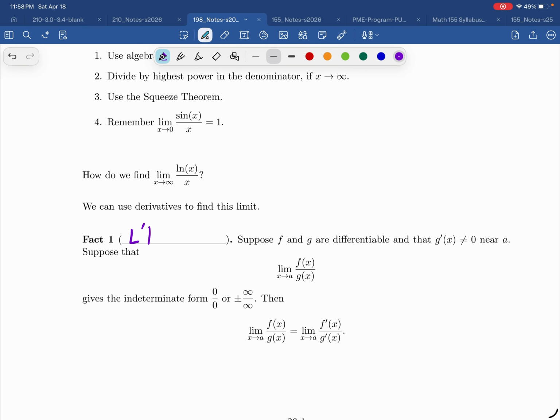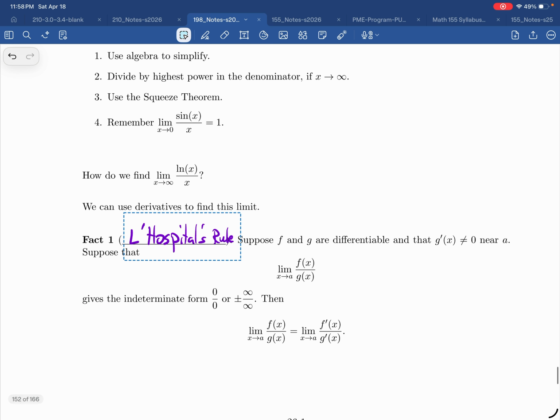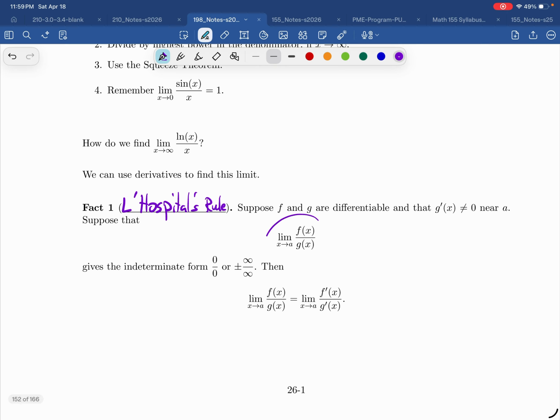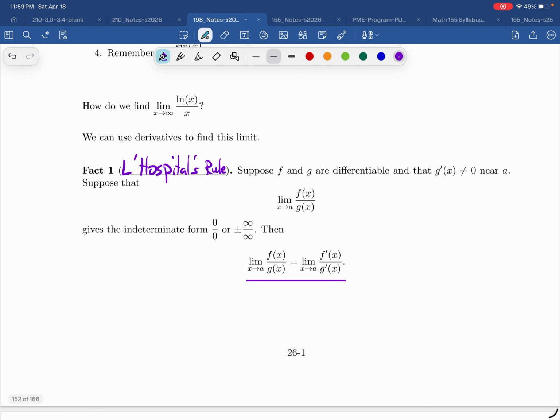Well, it turns out we do have something else called L'Hopital's rule, which, by the way, was not proved by L'Hopital. It was proved by one of the Bernoulli brothers. L'Hopital sort of bought the rights to the proof. Anyway, suppose that we have a limit that gives an indeterminate form 0 over 0 or infinity over infinity. Then it turns out the limit as x approaches a of f of x over g of x equals the limit as x approaches a of f prime of x over g prime of x. So you just take the derivative of the top, take the derivative of the bottom, and try again.